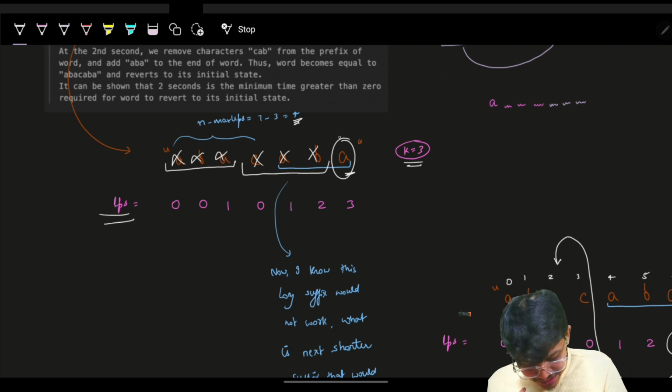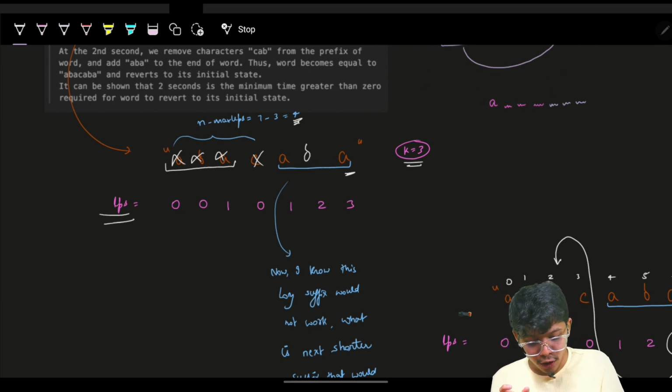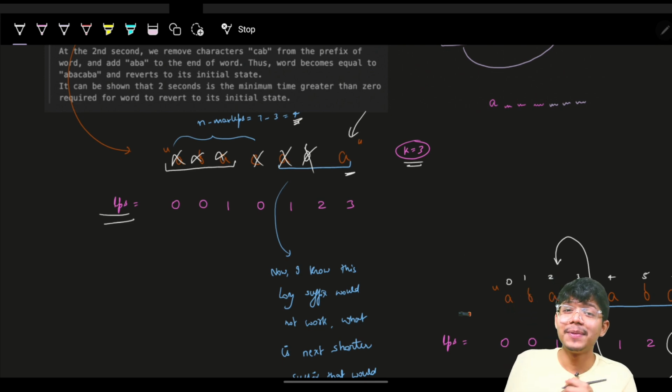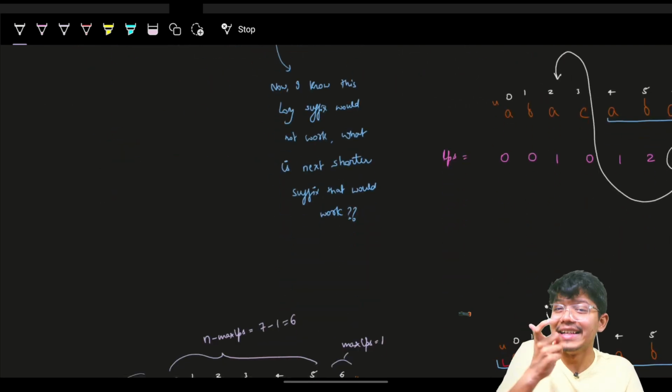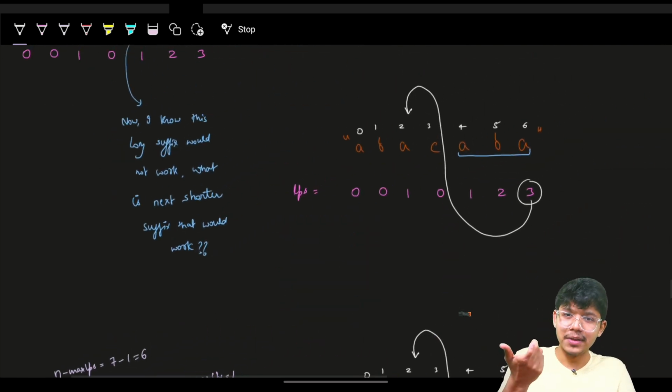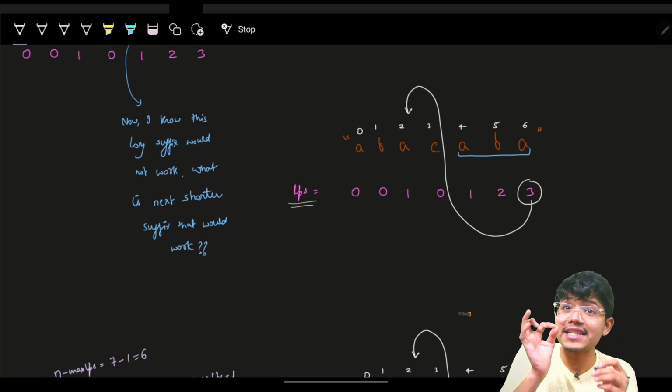Remember, earlier your suffix length was 3, but now your remaining suffix length has become only 1, which you can actually utilize. But the issue is how to find that. How to find that? Simply, we will use the same LPS array logic.